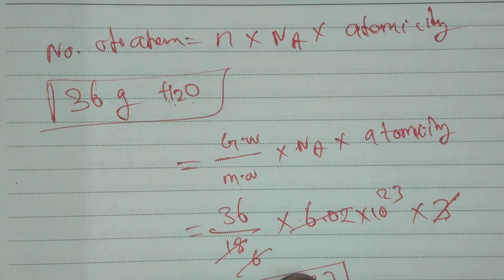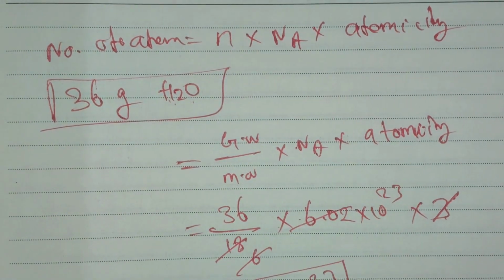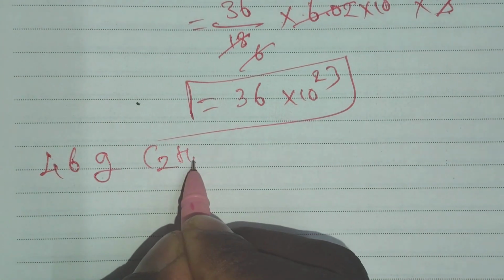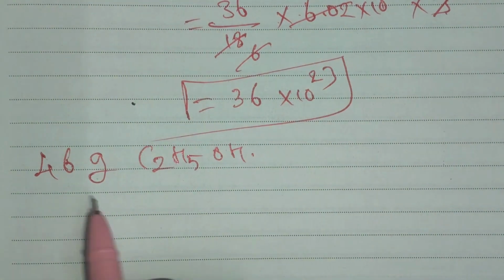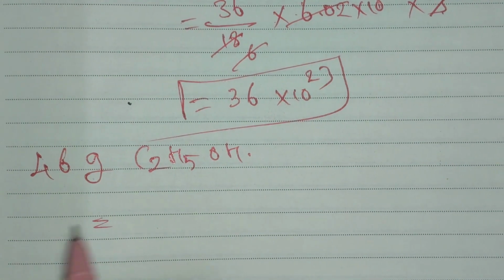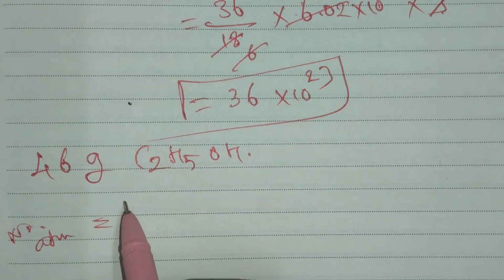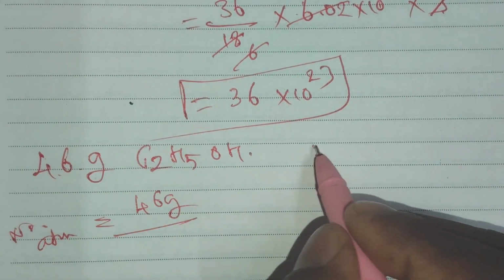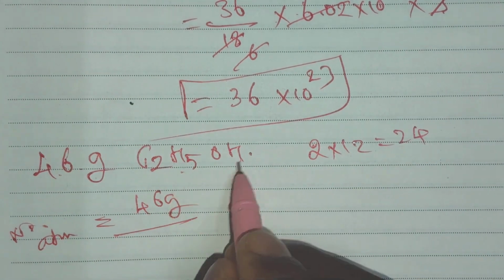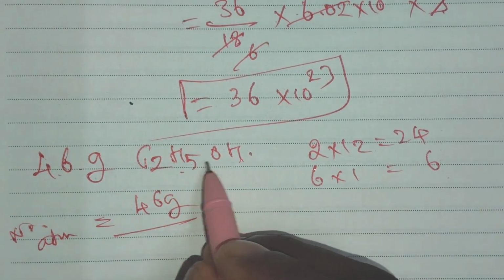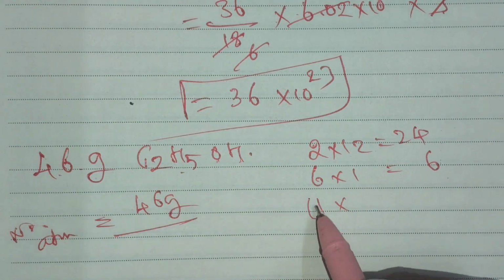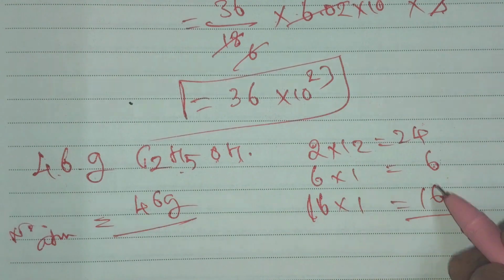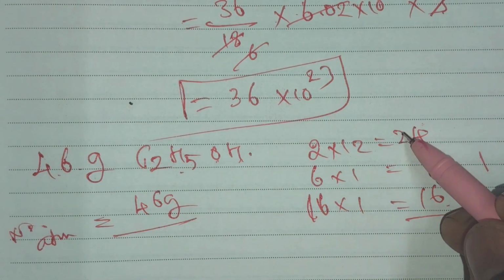And similarly, there is 46 gram of ethanol. What is the atomicity? There is 46 gram of C2H5OH. So here similarly, the number of atoms is n, with given weight 46 gram, and the molecular weight: the 2 carbon means 2 into 12, that is 24, and 6 hydrogen, 6 into 1, that is 6, and oxygen 1 into 16, that is 16. So here 4 plus 6 plus 16 is 46.